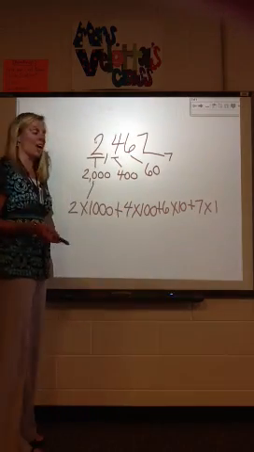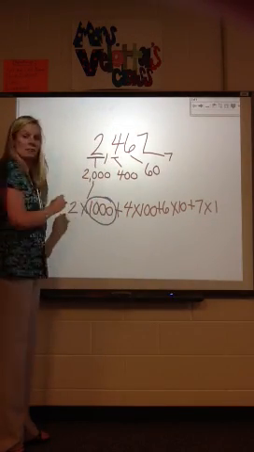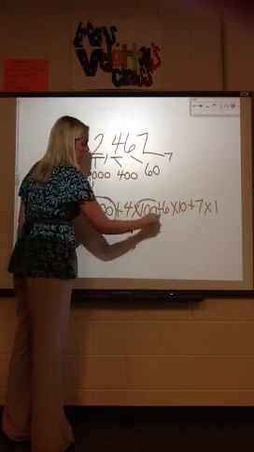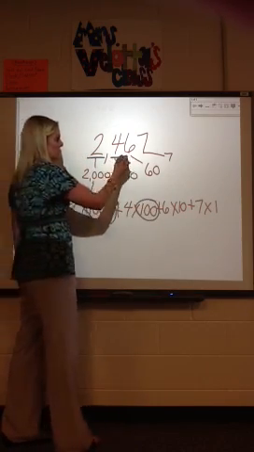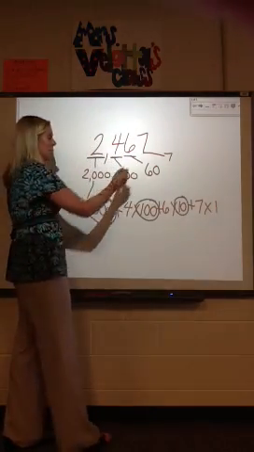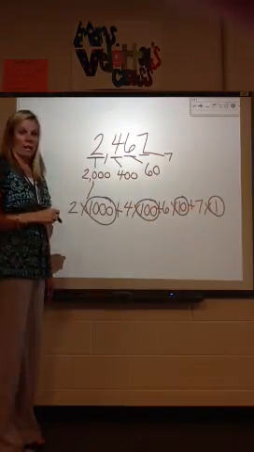Notice each time when we were looking at the thousands place, we multiplied by 1,000. When we were looking at the hundreds place, we multiplied by 100. When we were looking at the tens place, we multiplied by 10. And when we were looking at the ones place, we multiplied by 1.